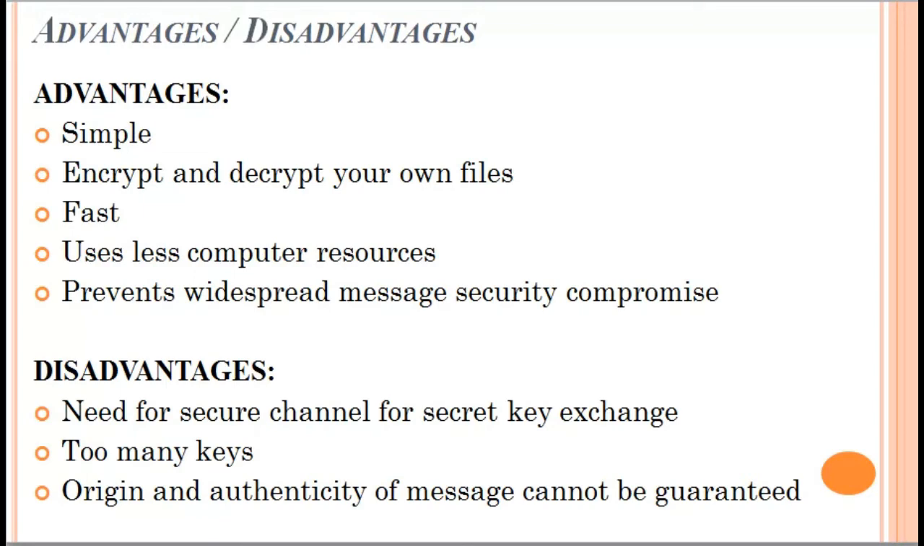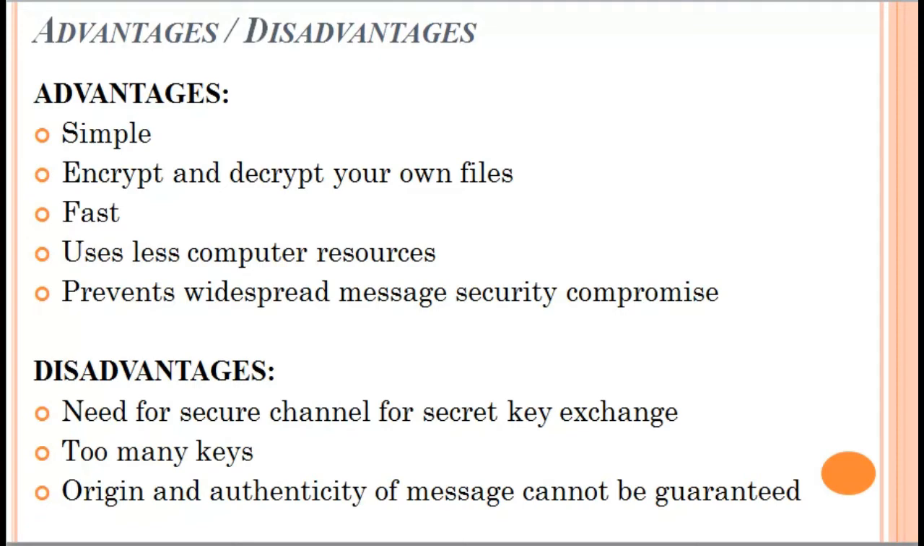Fast. Symmetric key is faster than asymmetric key because no complex mathematical program is used for encryption and decryption. But in asymmetric key encryption, complex mathematical formulas apply, so this takes more time as compared to symmetric key. Uses fewer computer resources. Symmetric key uses only the same key for encryption and decryption, so it takes fewer resources as compared to asymmetric.